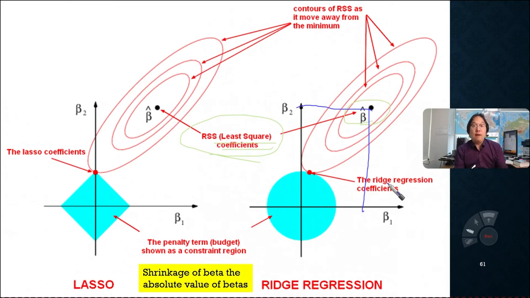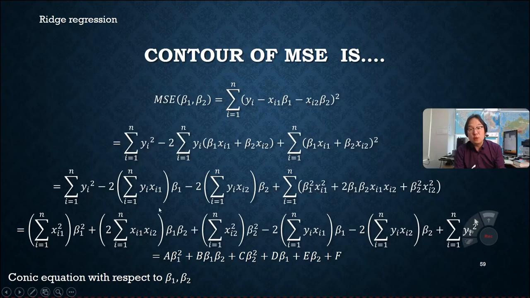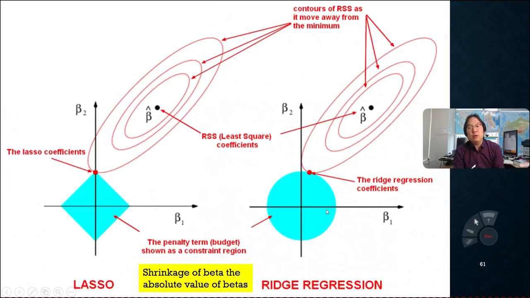And then you have some contours of the RSS, the mean squared error. Why? How do you know? Because that's exactly what we were doing in the previous slide. Remember, this was about the squared sum of your residuals, and we are interpreting this mean squared error from the perspective of beta 1 and beta 2, in the final equation over here. So the mean squared error turns out to be an elliptic form of beta 1 and beta 2. Holy cow!